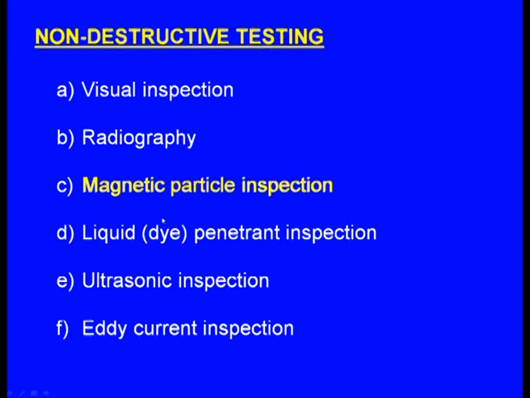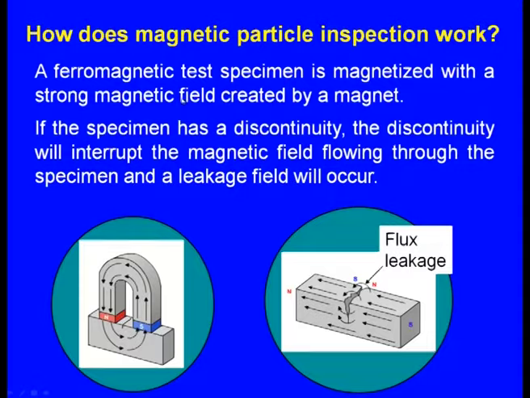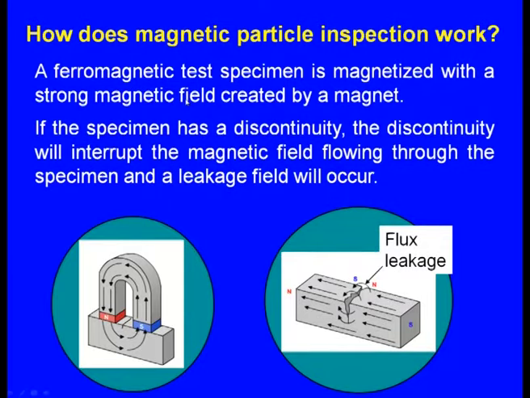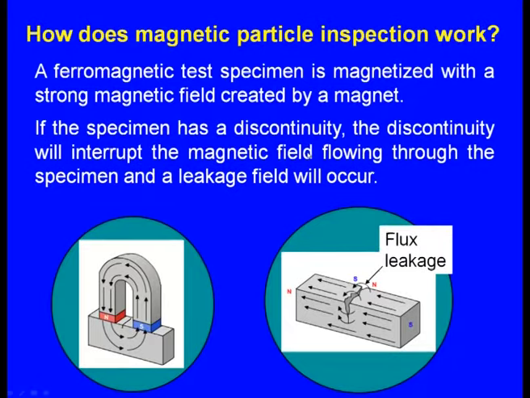Next one is the magnetic particle inspection. How does magnetic particle inspection work? A ferromagnetic test specimen is magnetized within a strong magnetic field created by a magnet. A ferromagnetic component or material is one which can be magnetized easily under the influence of a magnet. Now, if the specimen has a discontinuity, the discontinuity will interrupt the magnetic field flowing through the specimen and a leakage field will occur.